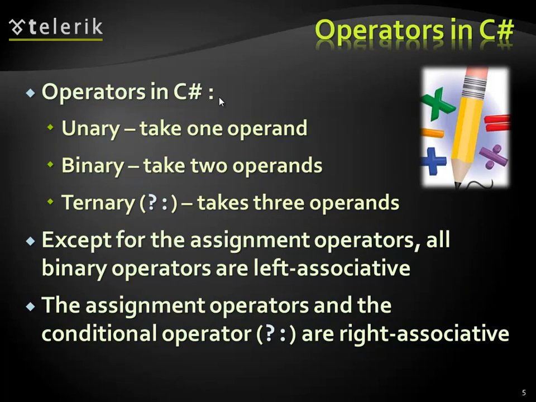We have three types of operators. It all depends on how many objects these operators are acting on. The most common ones are the unary and the binary operators, those that take one or two data objects. For example, we can take one number and we can increment it, or we can change the value by using only one operator. Or we can use one operator between two numbers.